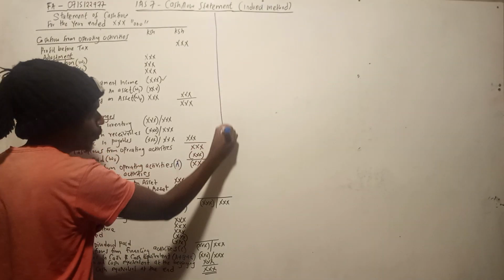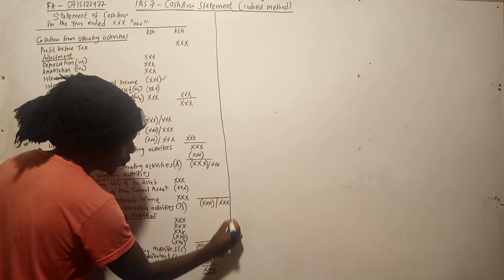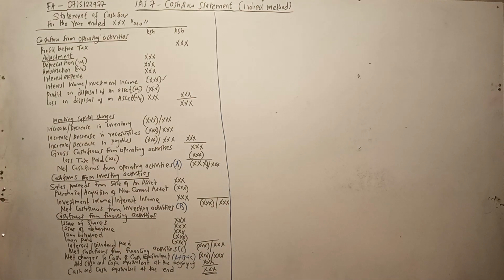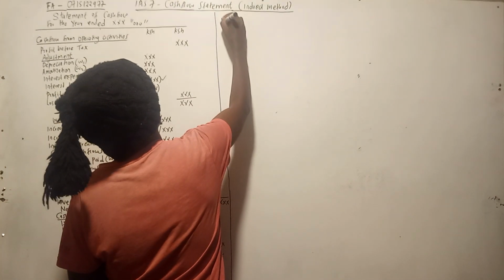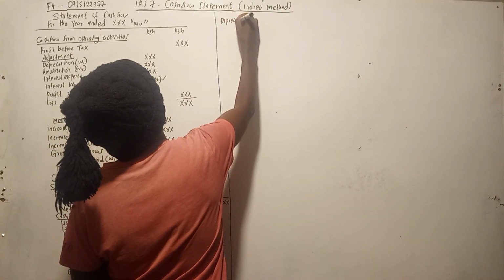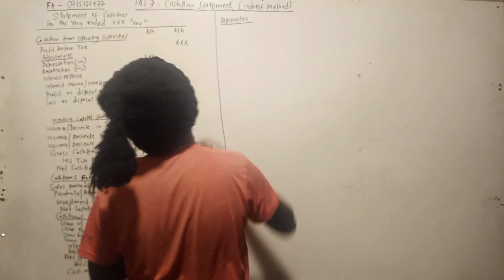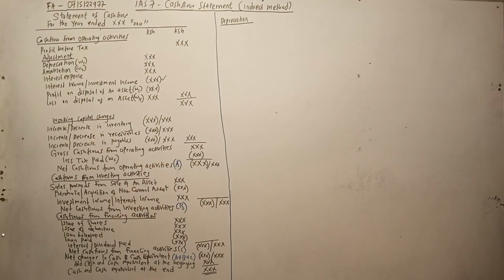Now, but before we do our question, we need to show you how to do some workings. There are some workings which are very, very important for this question. There are some very important items which you need to know how to prepare. Number one, you need to know how to prepare the depreciation. So working number one.